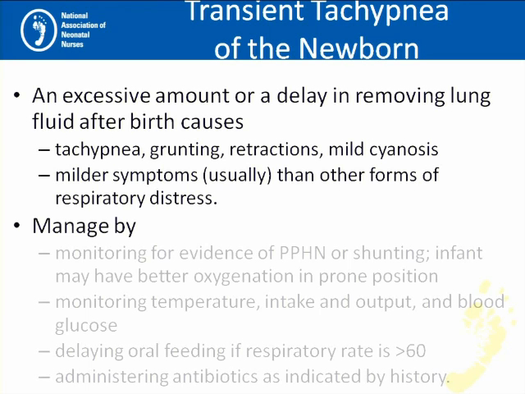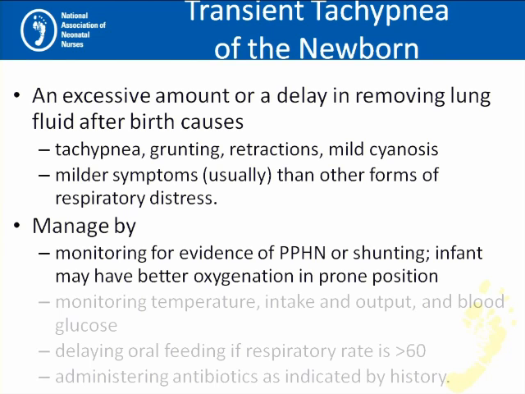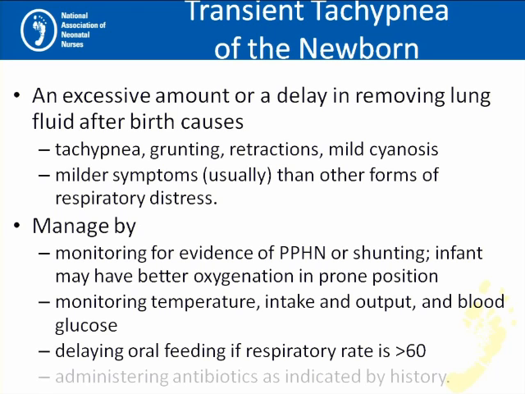We manage this by monitoring for evidence of PPHN or shunting. The infant may have better oxygenation in prone position, creating a low stimulus environment. Monitoring the temp, intake and output, and blood glucose. Delaying oral feeding if respiratory rate is greater than 60 breaths per minute. And administering a broad spectrum of antibiotics as indicated by the history.